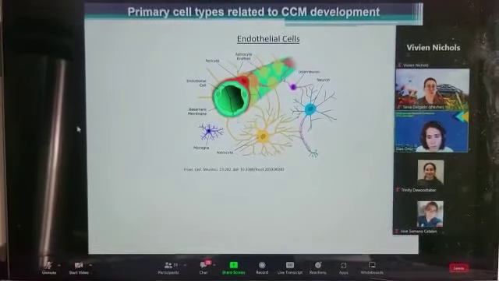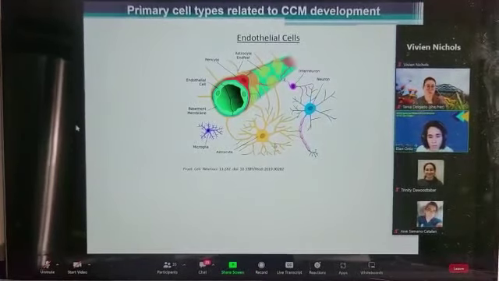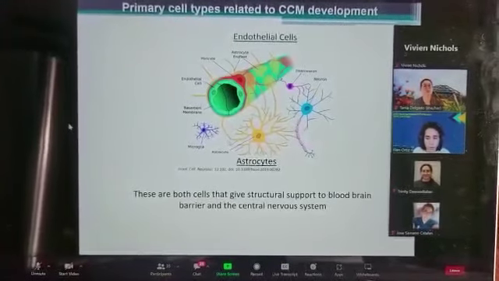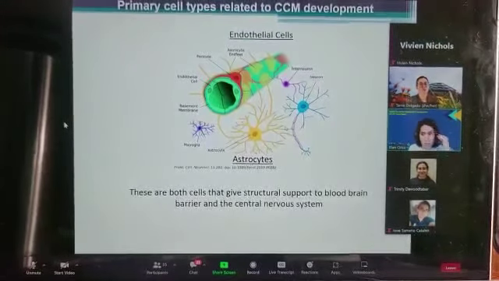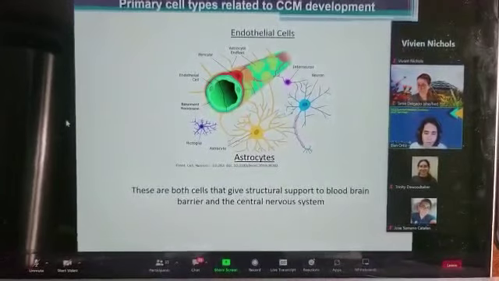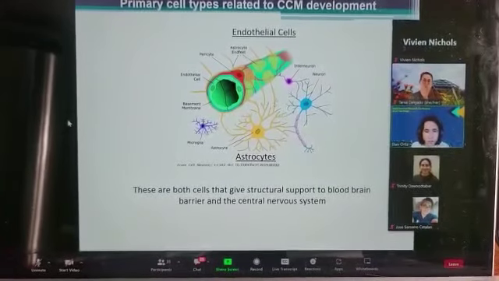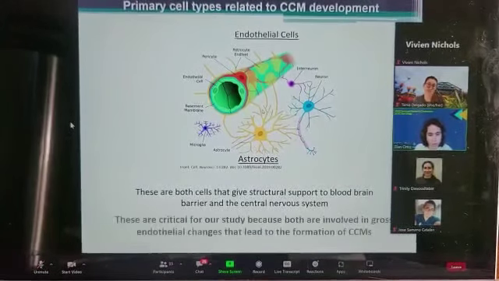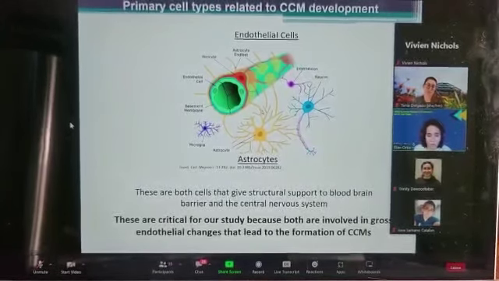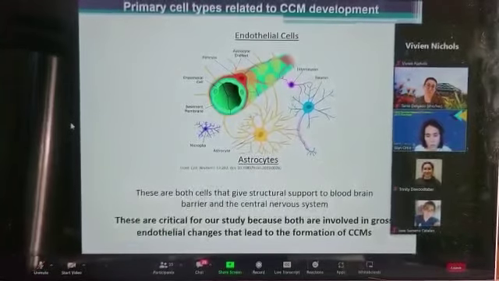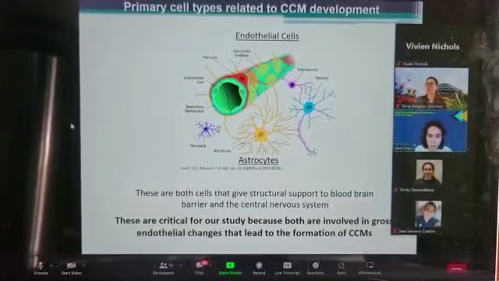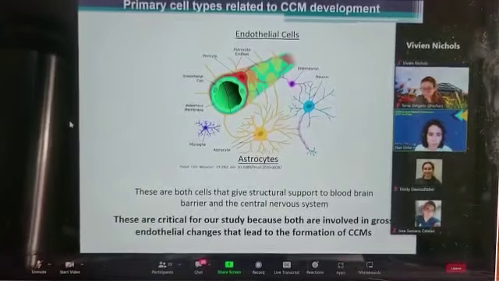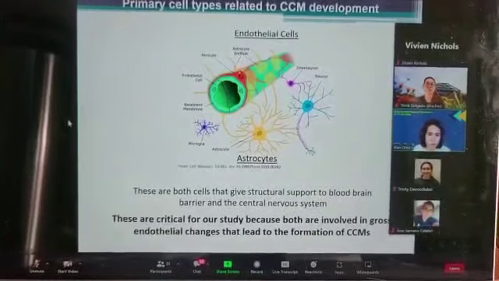Astrocytes play a very large role in the disease because they secrete a protein called VEGF, which is vascular endothelial growth factor. It basically just worsens the disease and causes it to happen with the lesions. They're critical for our study because both are involved in the gross endothelial changes that lead to the formation of CCMs, because when astrocytes release VEGF, it causes the endothelial cells in the brain to become lesionated.